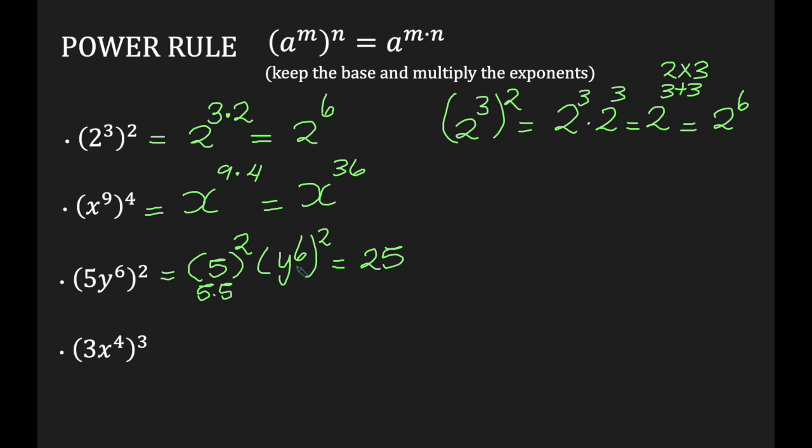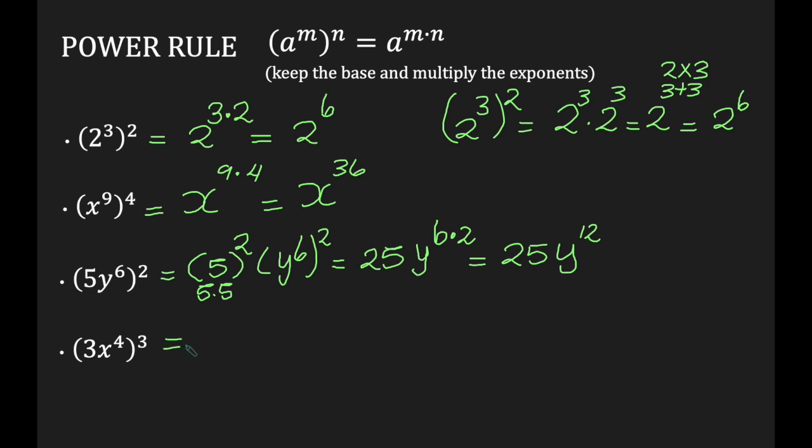Now for your exponent, you must remember when you have a base raised to an exponent and then raised to another exponent, you multiply those exponents. So you're going to multiply 6 times 2. So your answer is 25 y to the 12th power.